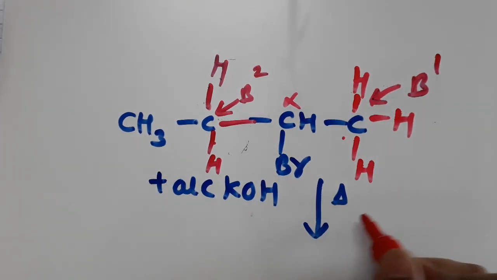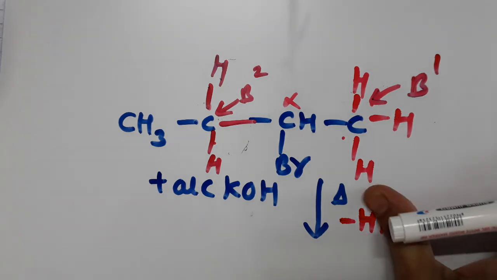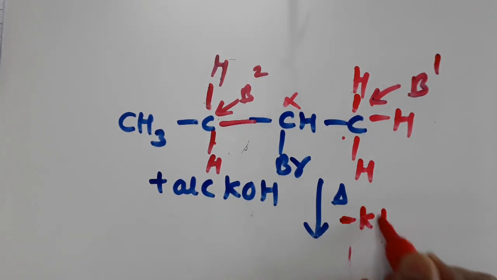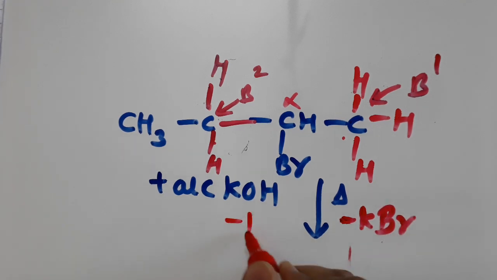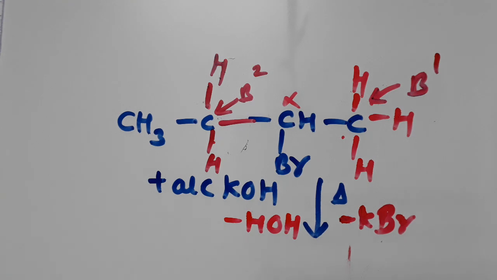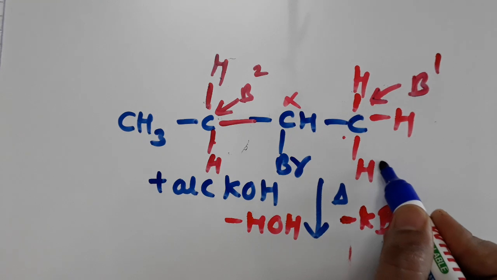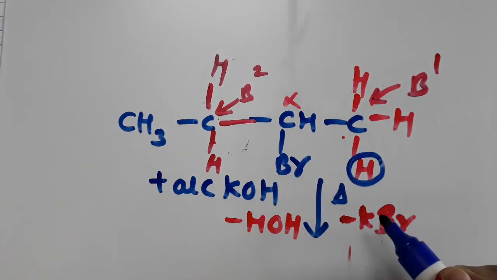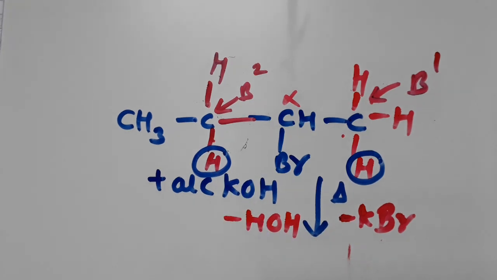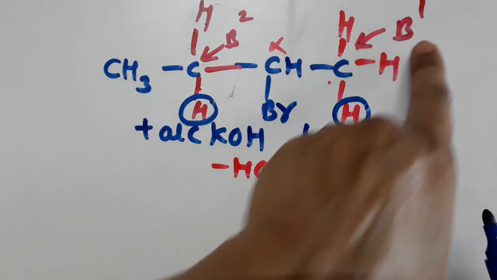So now what will happen? Minus HBr, that is, minus KBr and minus HOH. But now which hydrogen atom will come out? There are 2 options. Either hydrogen atom can be eliminated from beta 1 carbon atom or it can be eliminated from beta 2 carbon atom. Now let us take the first case, if the hydrogen is coming out from the beta 1 carbon atom.